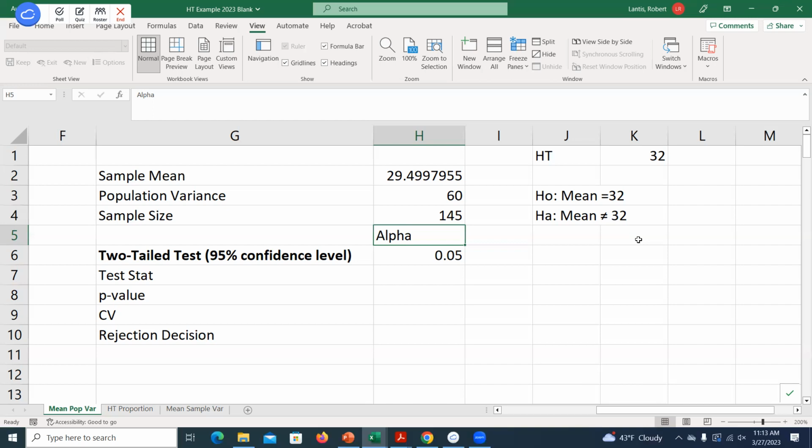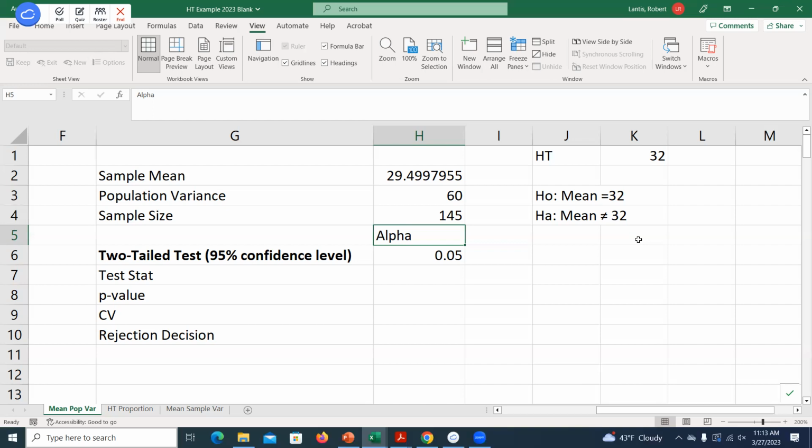So how do we do this? We already had this up here from before. I'm just turning this into a z value. I'll take that sample mean, 29.5, subtract the assumed true mean of 32, and divide by the square root of my population variance, which was 60, divided by my sample size of 145. That's just a matter of plugging things in and typing it into my calculator.